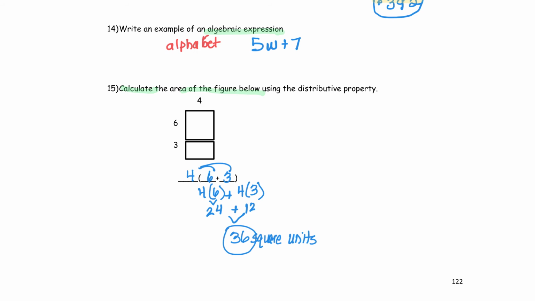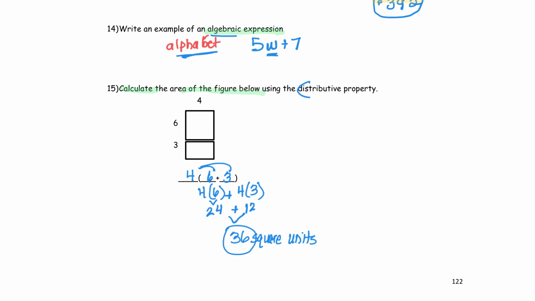Number 14, an example of an algebraic expression. It can be anything, but make sure in there that you do have a variable. The variable W here makes that an algebraic expression. Remember, algebraic, alphabet. Why do we think alphabet? Because of the variable.